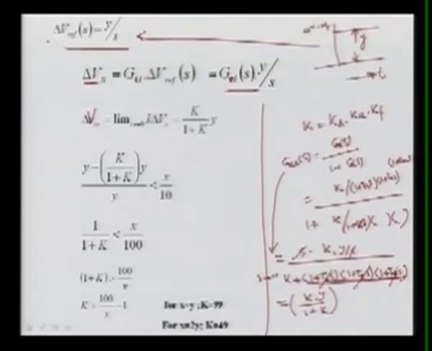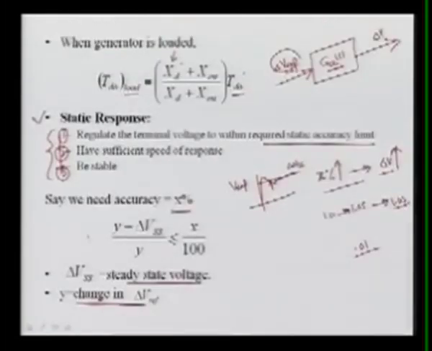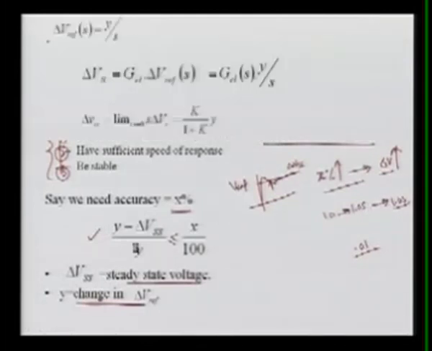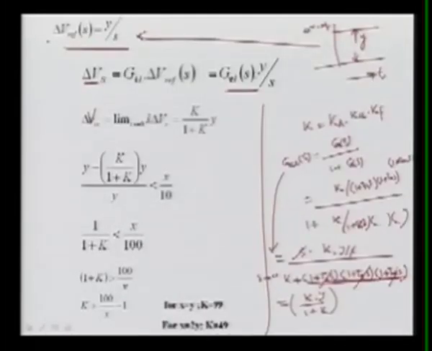Now this is your VSS. Now if we use in our definition, which I defined here, that this is defined as accuracy, so I can put that value here, and then I can write (y − k)/(1 + k) × (y/y) should be less than or equal to x/100 here. Now we can simplify.